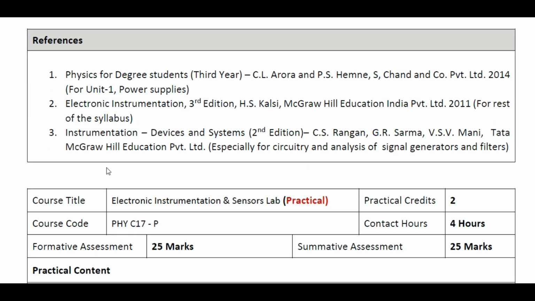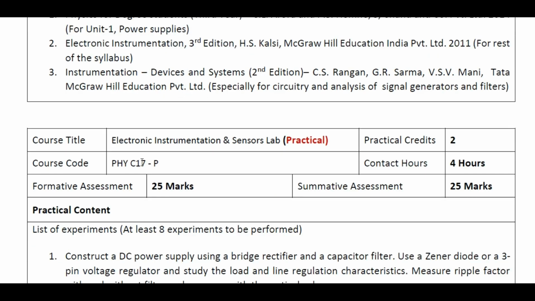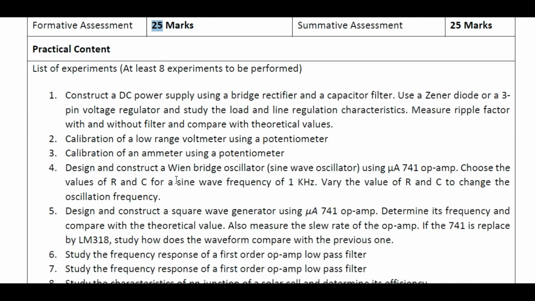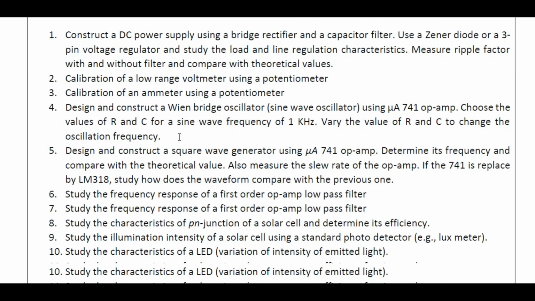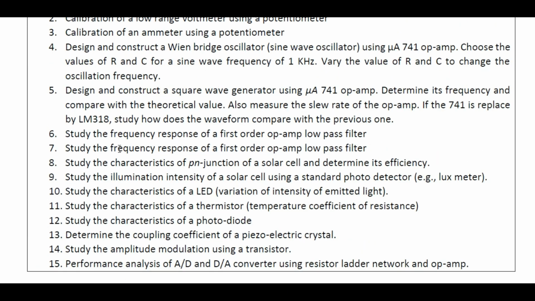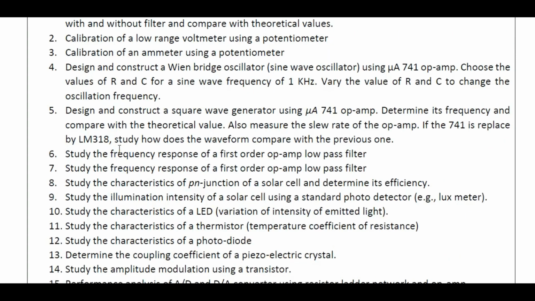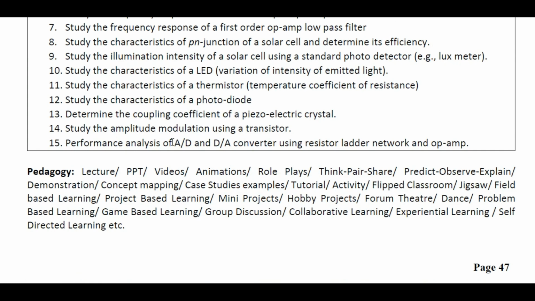Based on the theory paper, there is also a practical for this Electronic Instrumentation and Sensors paper. This lab is for 2 credits, 25 marks each for formative and summative assessments. And the list of contents, what experiments the student has to perform. They have mentioned the list of experiments. At least the student has to perform 8 experiments. A total of 15 experiments are given in the list. So out of these 15, the student performs at least 8 experiments.